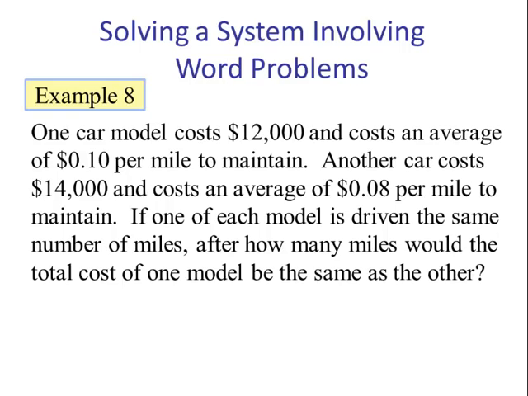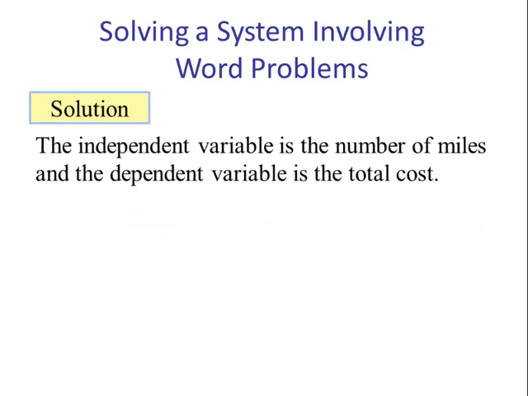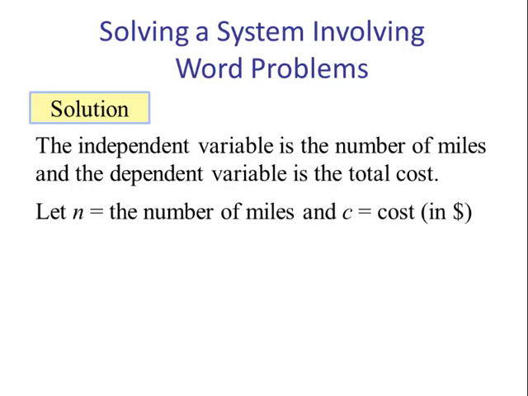So we have 2 variables here, cost and a number of miles. So the question is asking how many miles would the cost be the same. This is going to help us set up the 2 equations. So we have 2 models. We're going to have 2 equations involving number of miles and cost. So the independent variable is the number of miles because the total cost depends upon the number of miles. We'll define N to be the number of miles and C to be the cost measured in dollars.